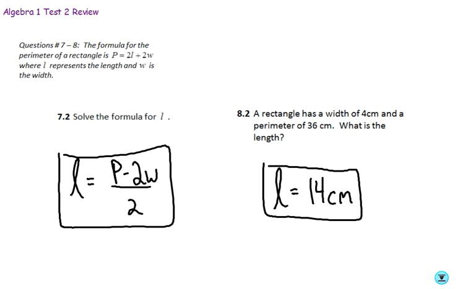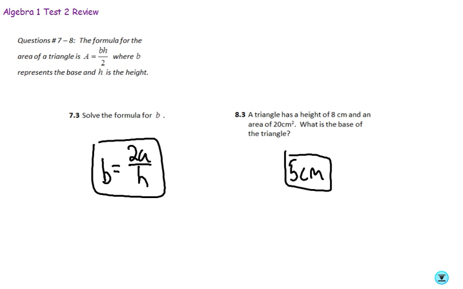7.2, you get that the length is p minus 2w over 2. You'll notice it's pretty much the same thing as 7.1. It's just that since they were asking for the L instead of the W, those two things switch places. And then if you plugged in the numbers that they gave you, you would have got a length of 14 centimeters. And then if you look at 7.3, the base is equal to 2a over h, and you should have got an answer of 5.